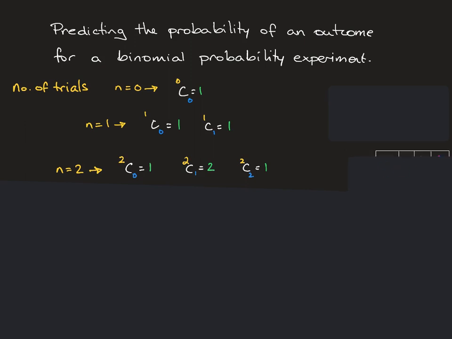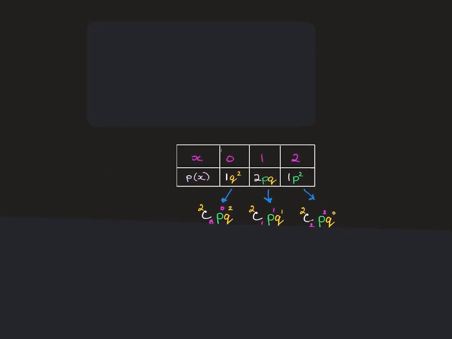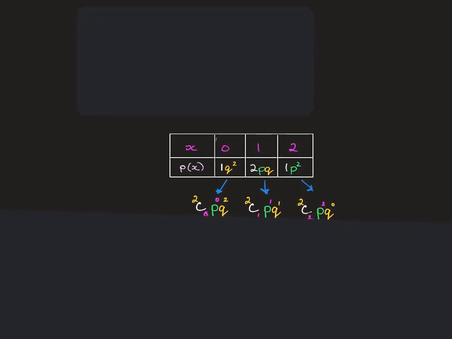Let me just move this out of the way and see how that relates. I'm just going to zoom in over here for a minute. So this is our probability table for the number of heads that we got from 2 trials. So we can generate our probabilities if we look at, so this was the outcome for no heads. So the 1 is generated by this 2C0. Our P is raised to the power of 0 and our Q is raised to the power of 2. That gives us that.